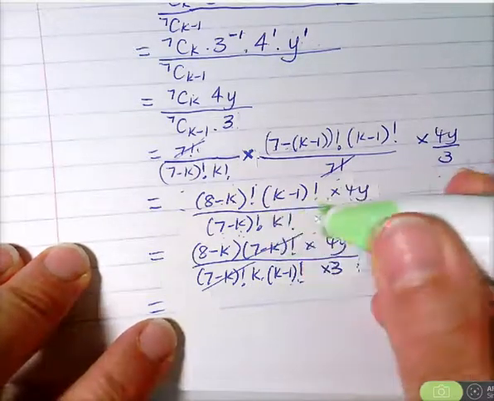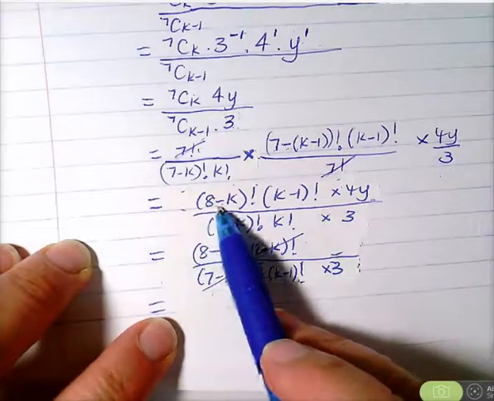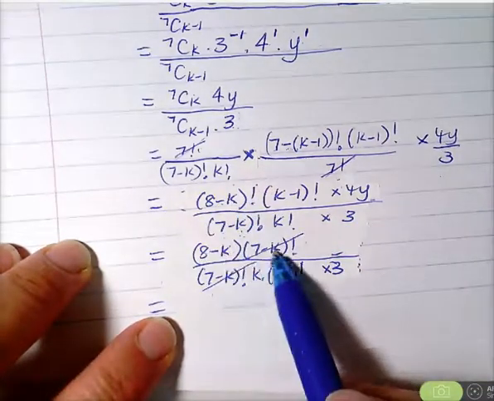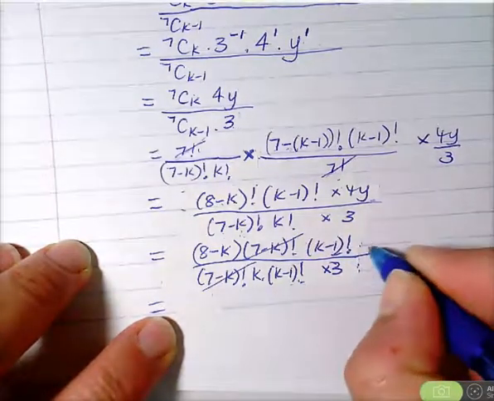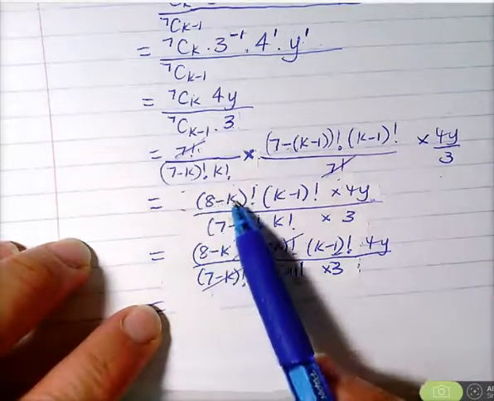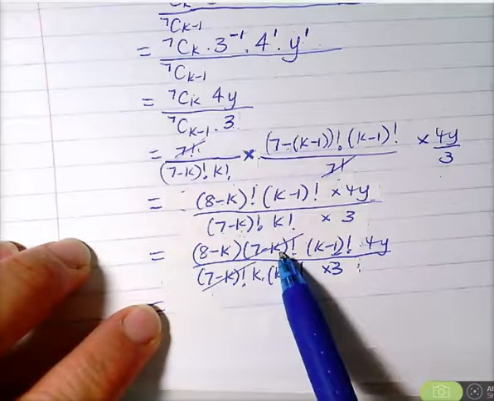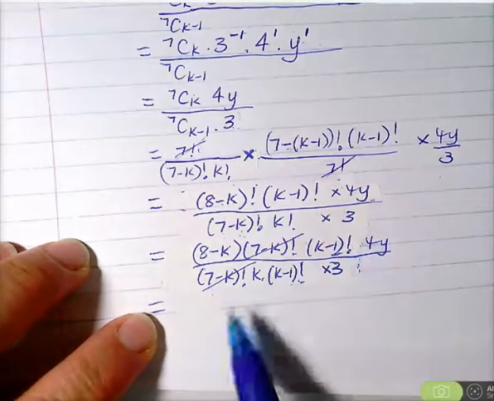Sorry, I just missed out. I forgot. So 8 minus k factorial is (8 minus k) times (7 minus k) factorial. I forgot to write the (k minus 1) factorial here. And I've still got that 4y. So that 8 minus k factorial is (8 minus k) times (7 minus k) factorial. Still have written this (k minus 1) factorial times 4y.